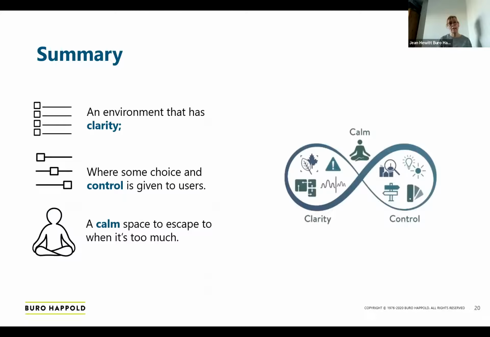So in summary then, what the PAS is about is an environment that has some clarity to it. Now, the clarity comes from reasonable acoustics and sensible lighting and clear layouts and all of the things I've just talked about. We also want to see more choice and control given to users, whether that's choosing to sit somewhere different because they've got that choice, or having some control as in adjusting lighting and things like that, or maybe pulling an acoustic curtain and being able to change how it works. And finally, if all else fails, certainly a calm space where you can escape when it all becomes too much.